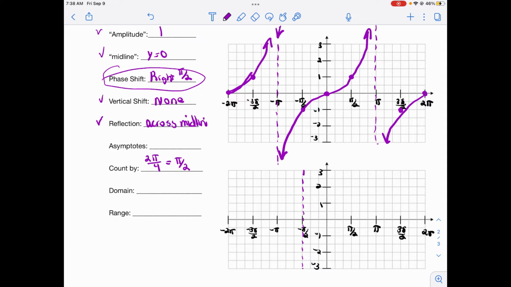And every point is going to be shifted over. So at 0, I'm at a height of -1. At pi over 2, I'm at a height of 0. At pi, I'm at a height of 1. 3 pi over 2 is our next asymptote. And of course, that pattern just continues. I'm going to have a stretched out tangent.